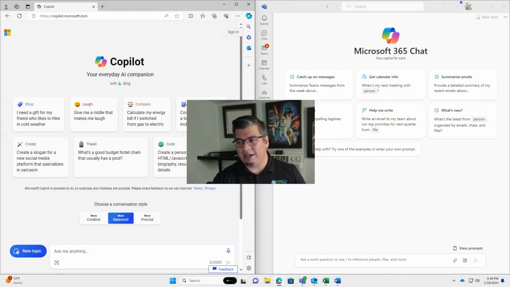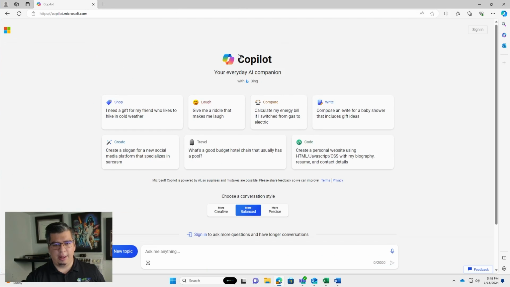Today we're going to be talking about the difference between Copilot, and that is formerly Bing Chat Enterprise, and Microsoft 365 Chat. With that said, I'm going to show my screen here, and you can see on one side I have Copilot, your everyday AI companion with Bing. Again, that was formerly Bing Chat and Bing Chat Enterprise. And then on the other side here, Microsoft 365 Chat, which is the AI chat that comes with Copilot for Microsoft 365. So let's focus first on Copilot, and that's going to build into our talking about differences on the Microsoft 365 chat side. So let's pull that up.